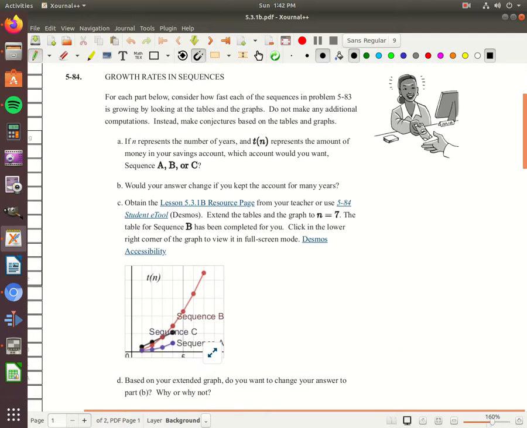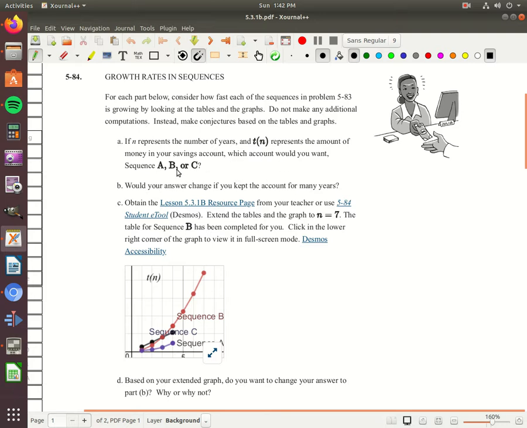Now it says growth rates and sequences. For each part below, consider how fast each of the sequences in problem 583 is growing by looking at the tables and graphs. Don't make any additional computations. Instead, make conjectures or guesses based on the tables and graphs. So if n represents the number of years and t of n represents the amount of money in your savings account, which would you rather have, A, B, or C?